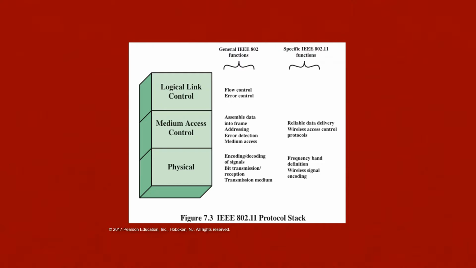Physical layer. The lowest layer of the IEEE 802 reference model is the physical layer, which includes such functions as encoding, decoding of signals, and bit transmission and reception. In addition, the physical layer includes a specification of the transmission medium. In the case of IEEE 802.11, the physical layer also defines frequency bands and antenna characteristics.